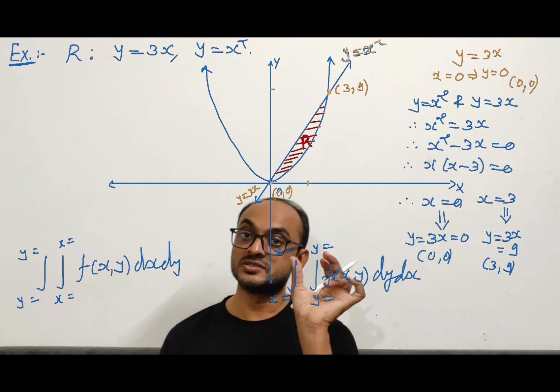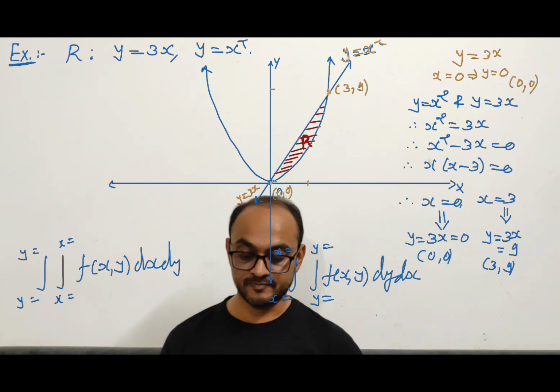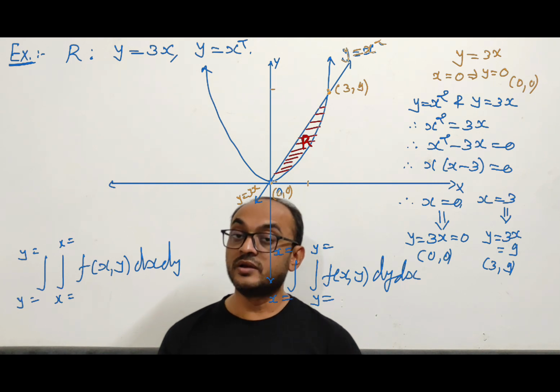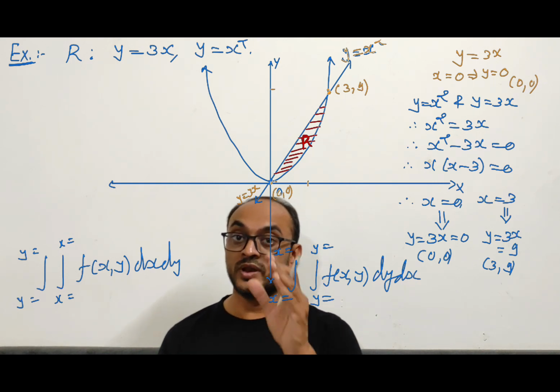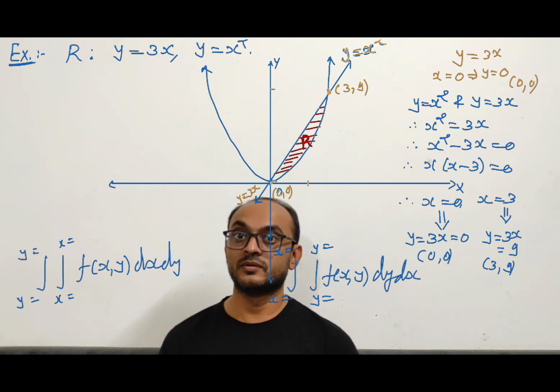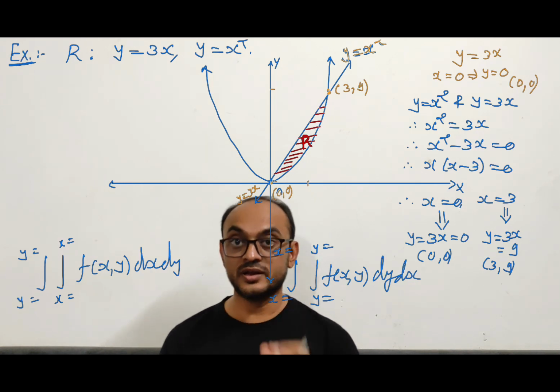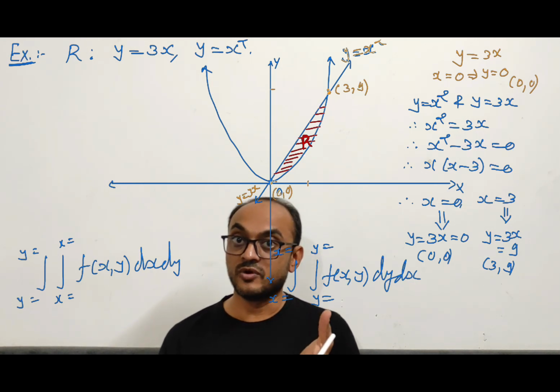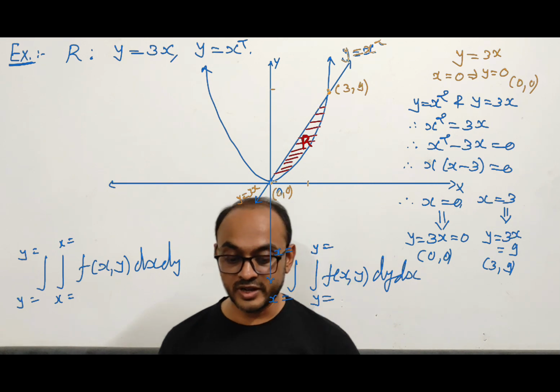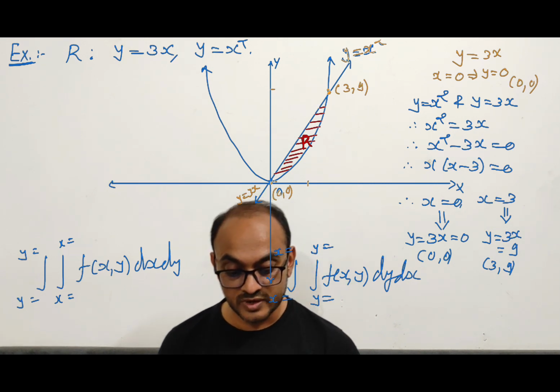But first, let us start with the case dy dx. How do we write the limits for dy? We write for y, so we have to draw a vertical line. How do we draw the vertical line? From bottom to upward direction. So let us draw the vertical line.